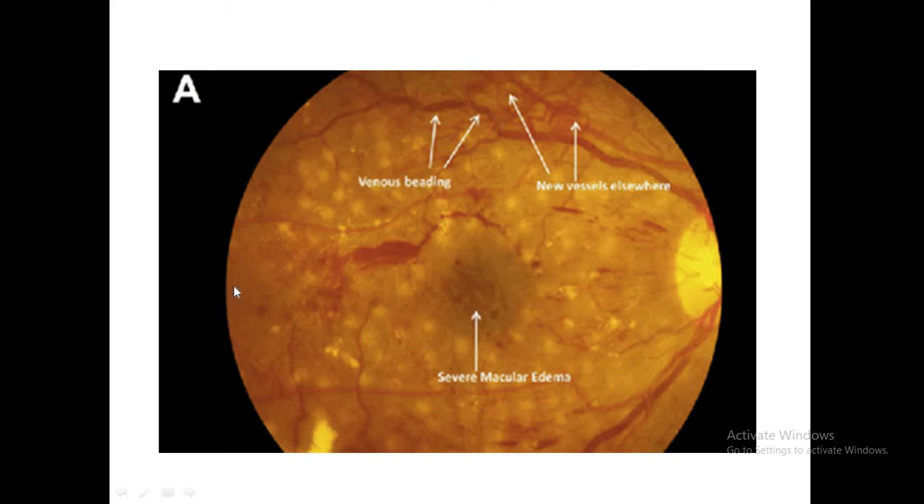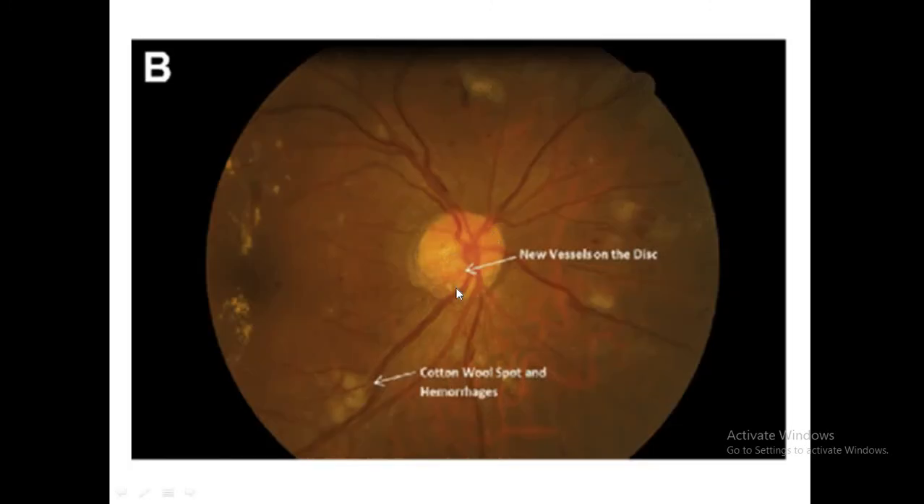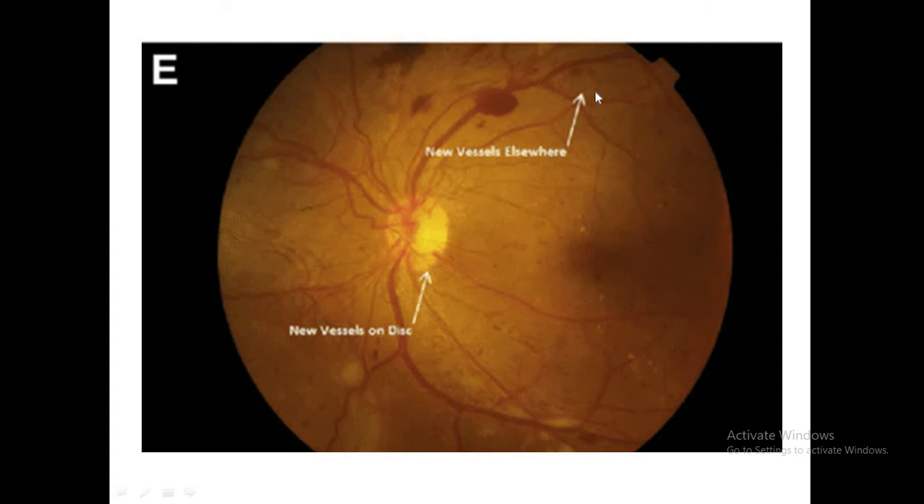So you can see in this proliferative retinopathy slide, you can see the new vessels elsewhere along with some venous bleeding, and there is also severe macular edema actually here. Here you can see the NVD, that is the new vessels on the disc, and some cotton wool spots. You can see the new vessels here, new vessels elsewhere. Also there are some new vessels on the disc here. It's very close to the disc here.